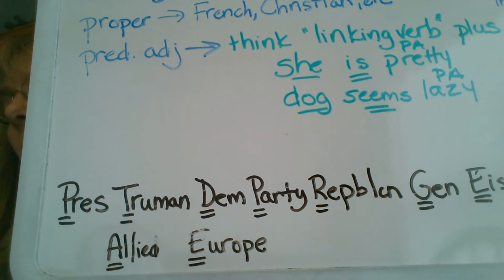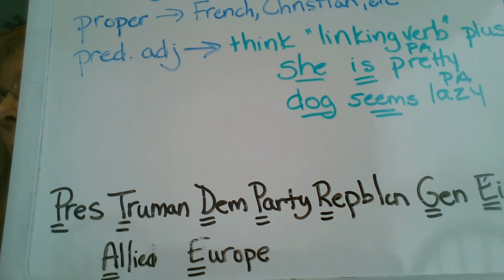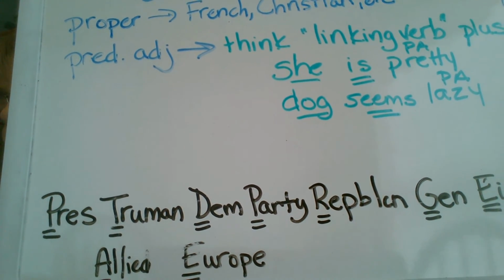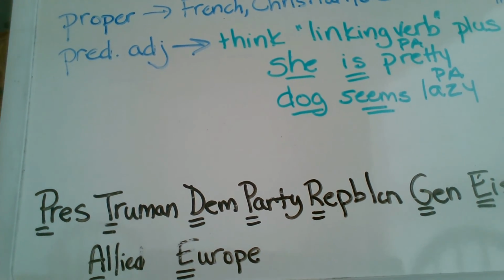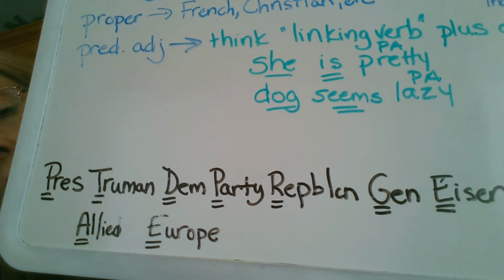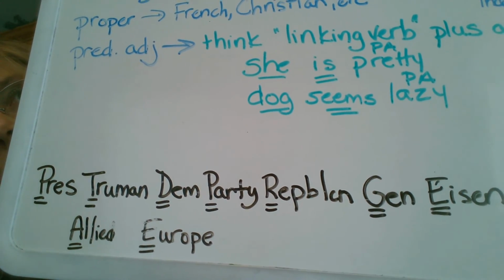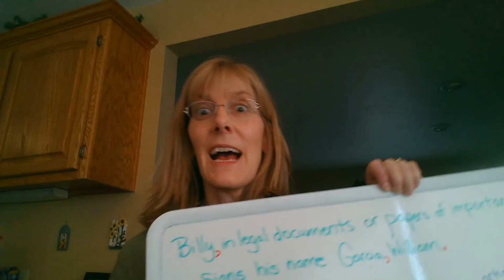President Truman, head of the Democratic Party, offered to sponsor Republican General Eisenhower, the man who had led the Allied forces in Europe. Okay? Yours should look just like this. If it doesn't, correct it so that it does. Otherwise, I will correct it, and then you'll lose points.